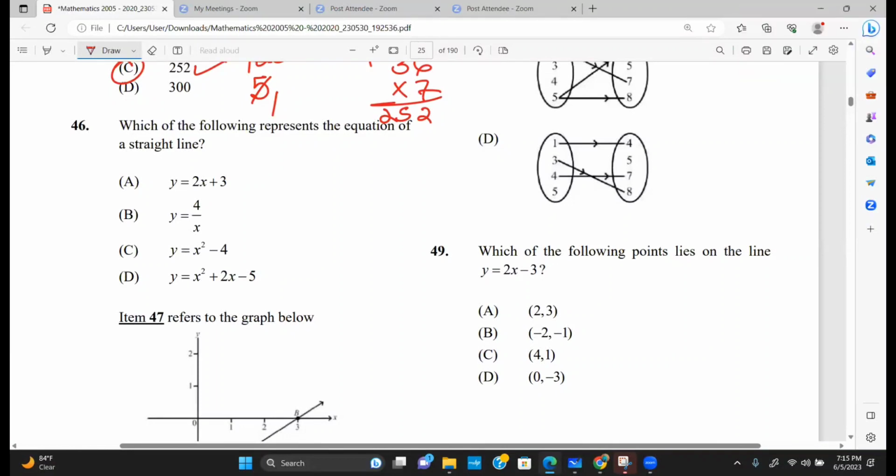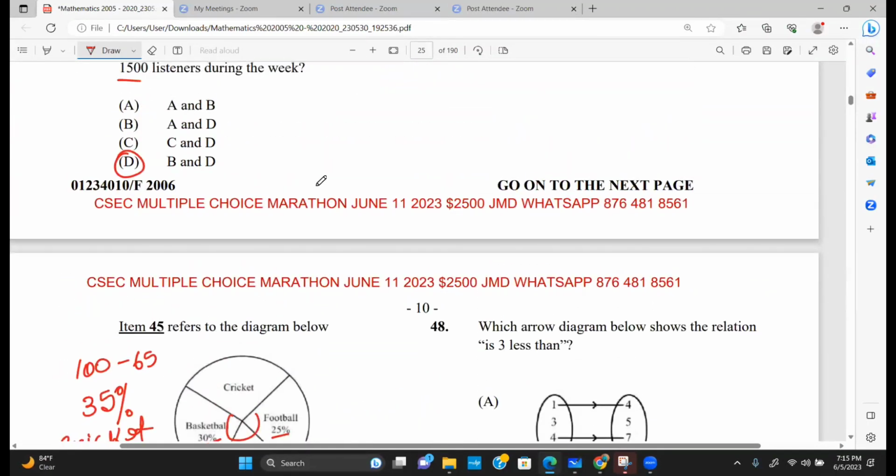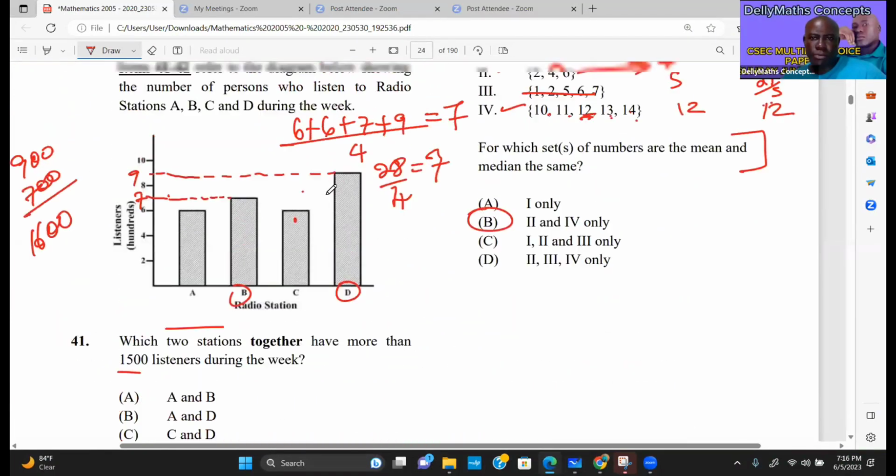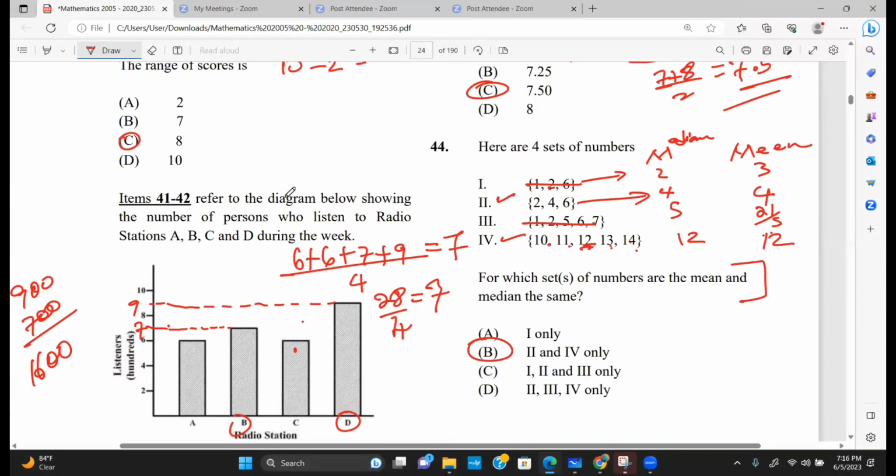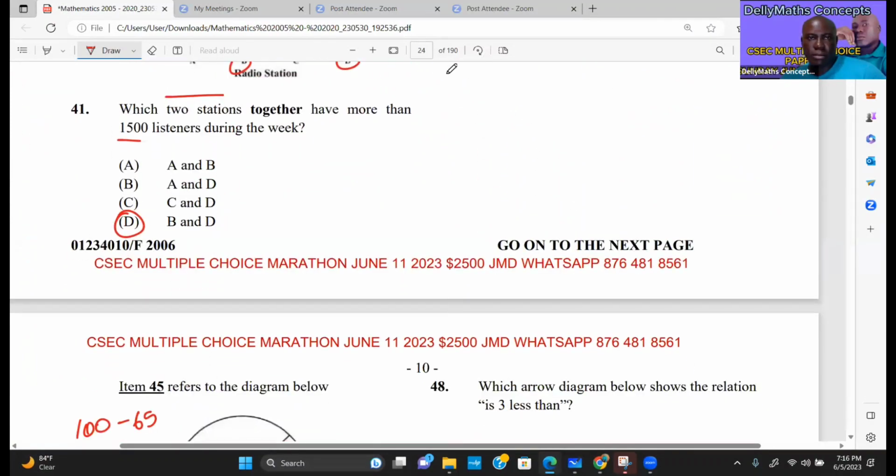Excuse me, can you go back to question 44? Let me see the answer, please. 44. The answer is 2 and 4. Okay, 2 and 4. Yeah, because you're working out all of the means, and you would have picked up the median from the middle. And then you just respond.